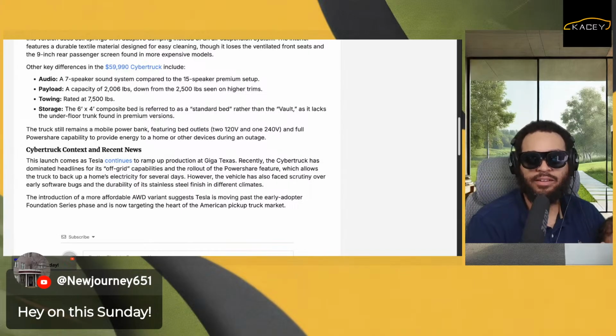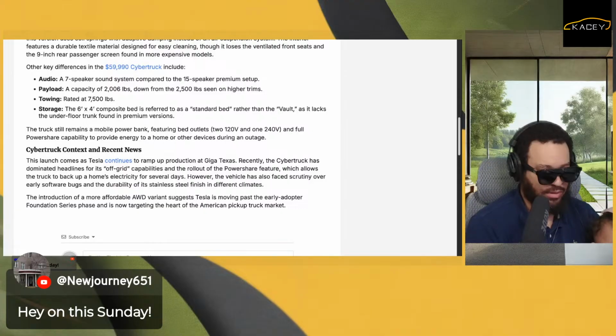Yeah. The truck still remains a mobile power bank featuring bed outlets, 2 120 and 1 240 outlets, but you don't get the 2 inside the vehicle anymore.